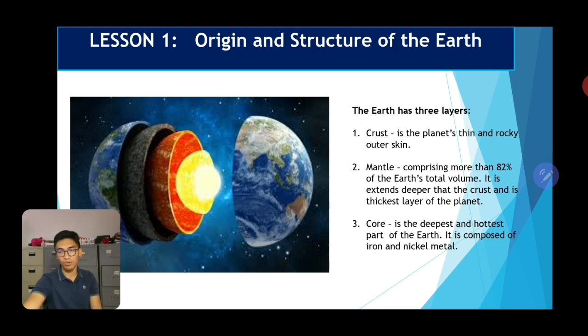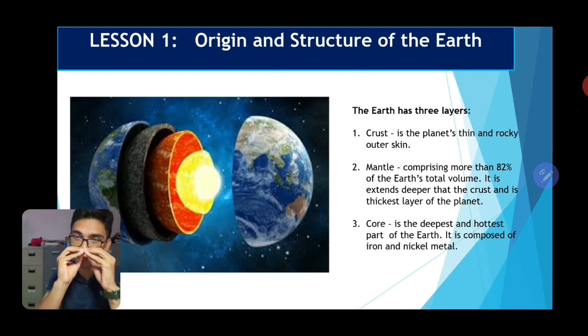So, nabubunggo, nagkaroon ng humps. Meron ng humps. Parang gano'n. Yun. So, pag nagbungguan yung mga tectonic plates, nagkakaroon ng lumps pa gano'n. So, mountains are being formed.